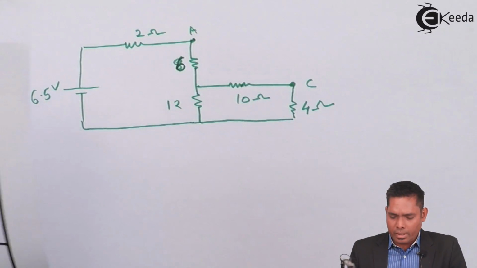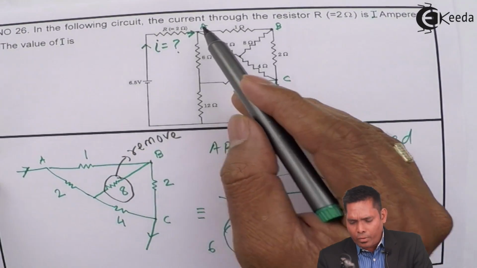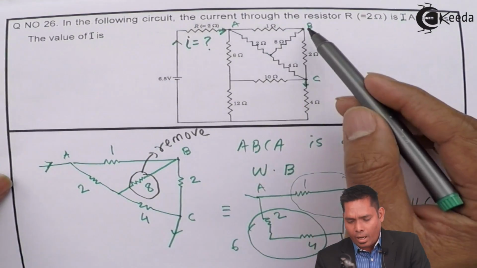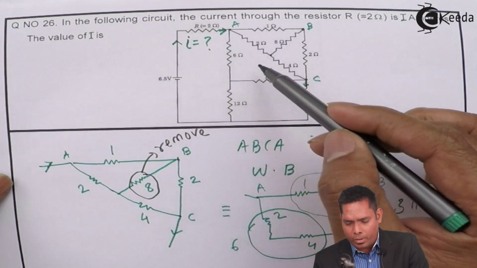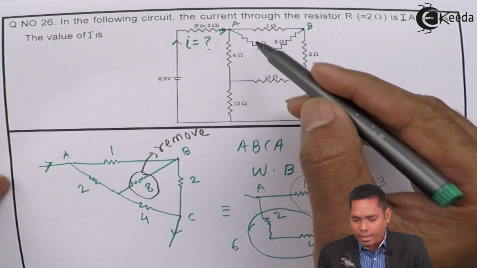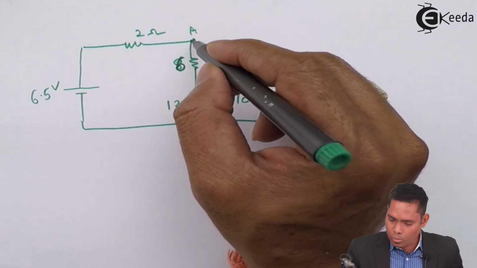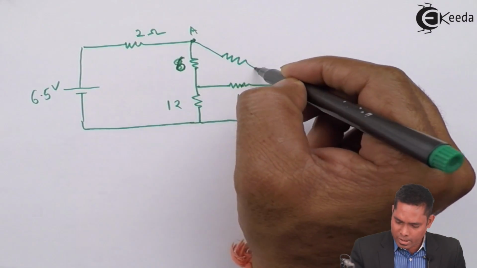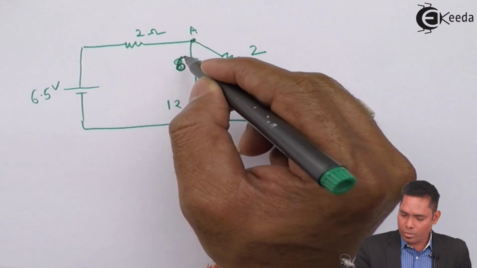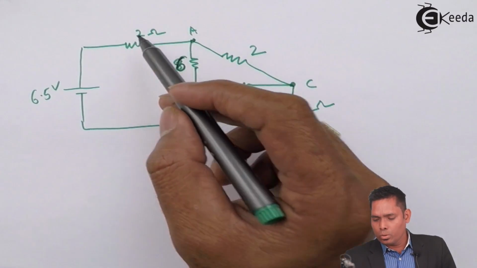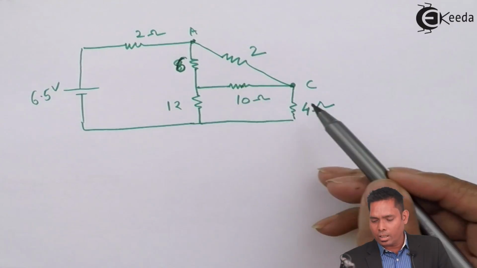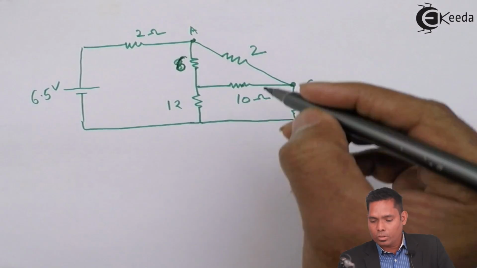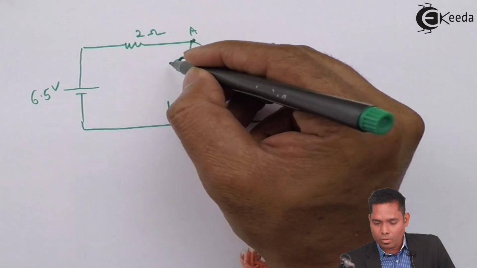You can see that in place of A and C, I have already found the equivalent resistance, that is 2. I'll connect between AC 2 ohm. So this being 6, this is 2, this is 6, this is 12, this is 10, this is 4, this is 2, and this is 2 ohm, 6 ohm.